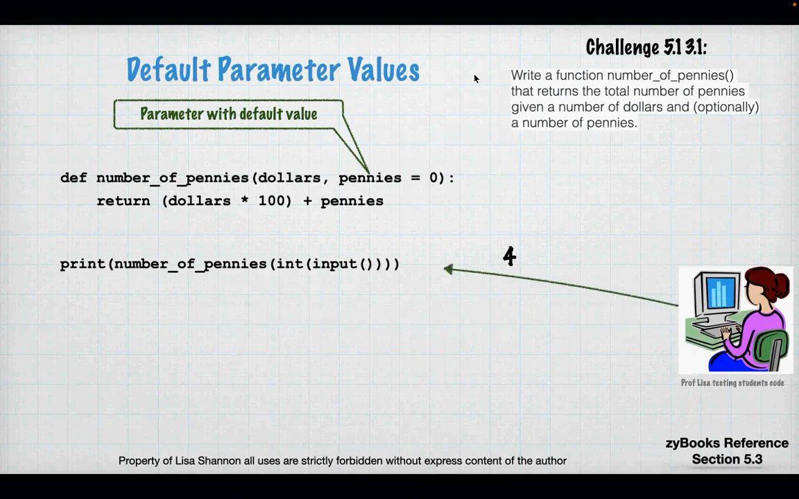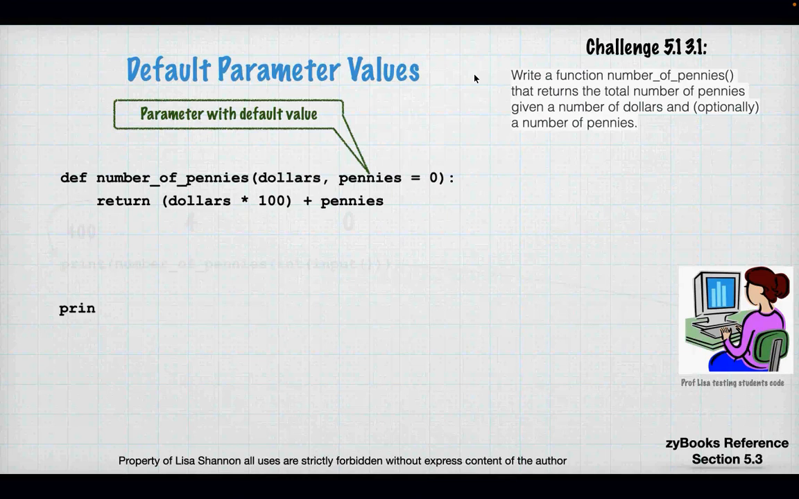So I can basically just print number of pennies. I'm going to input an integer. It's going to be 4. I'm going to calculate 4, and it's going to come out as 400 pennies. And it's going to be returned and printed.